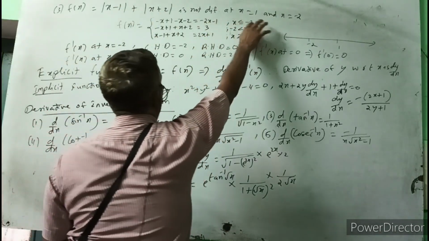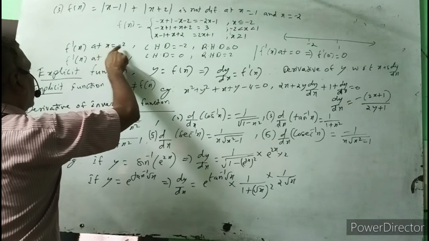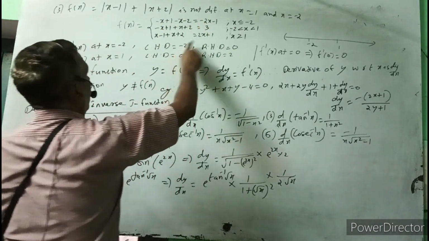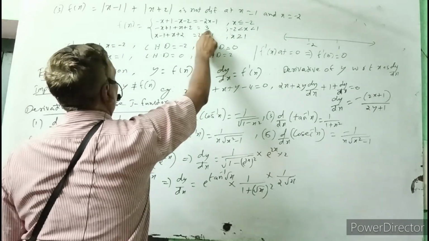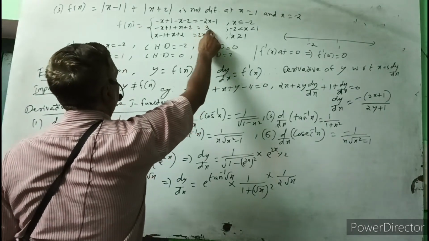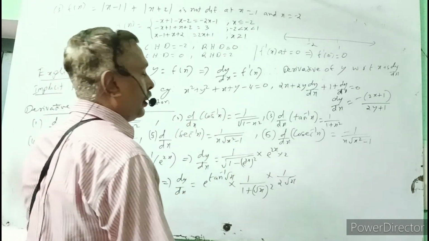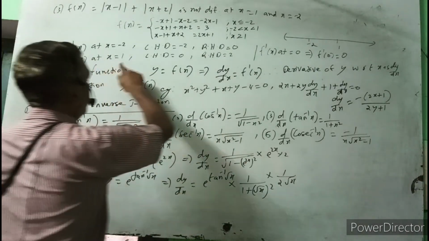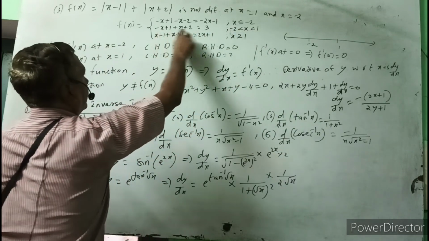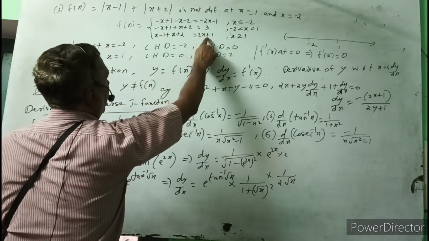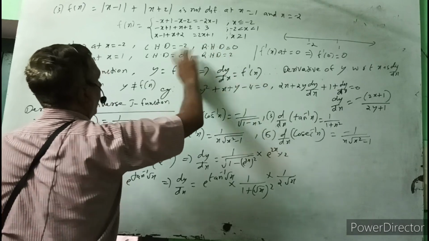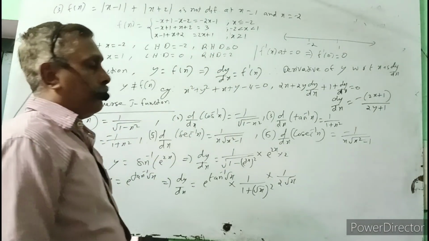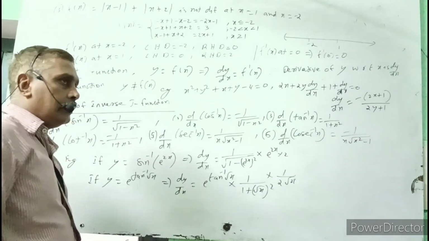Because at minus 2, f dash x at minus 2, left hand derivative here I am checking, minus 2 will come, but right hand derivative will come 0. Its derivative is minus 2, its derivative is 0. So LHD not equal to RHD, not differentiable at x equal to minus 2. Similarly, f dash x at 1. Here is 1. If I am differentiating, left hand derivative 0, but right hand derivative 2. LHD not equal to RHD, therefore f of x is not differentiable at x equal to 1 as well as minus 2.